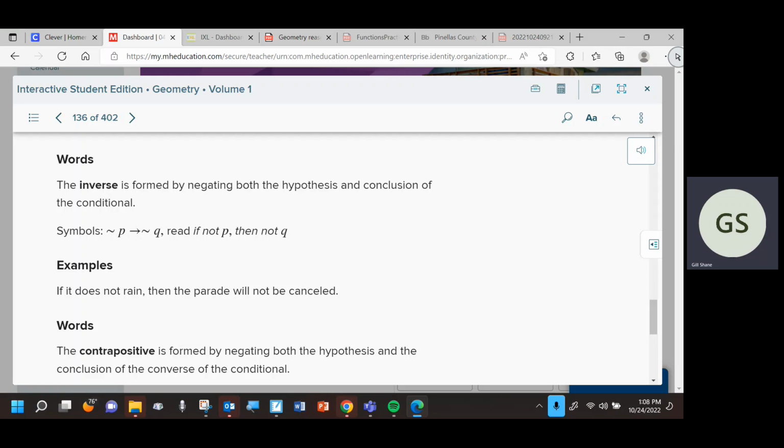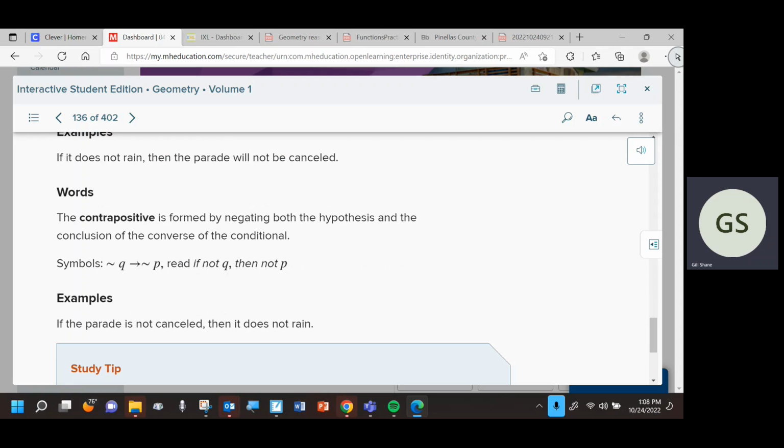So the last one you got to keep, but just remember, inverse, you change them both to not, but you don't flip them. Change the order. And then finally, contrapositive, you do everything. You change the order, so now the P and the Q are flipped, and you're also making them the not statement. So the final one, if the parade is not canceled, so originally that was the conclusion, now it's the hypothesis, and we've changed it to not. Originally, the raining was the hypothesis, now it's the conclusion, but we've also changed it to not.